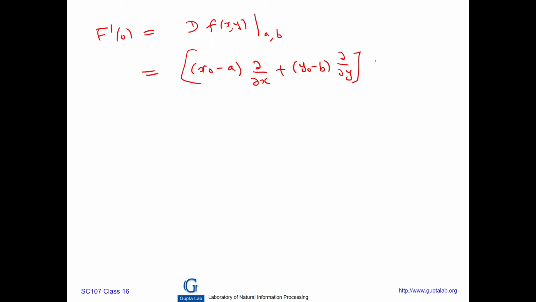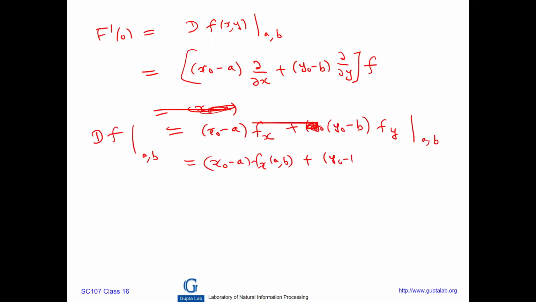Similarly, this is nothing but d of f, right? And then you need to evaluate it at point a comma b, so the whole thing has to be evaluated at point a comma b. So the whole thing I can write down as x naught minus a times f of x evaluated at a comma b plus y naught minus b times f of y evaluated at a comma b. Right, so this is the whole differentiation. f dash of 0 I have calculated.